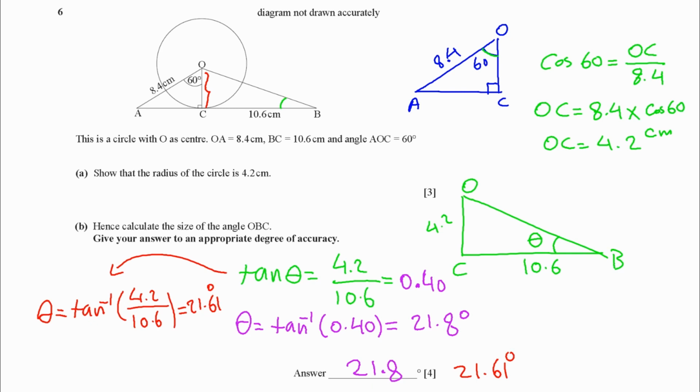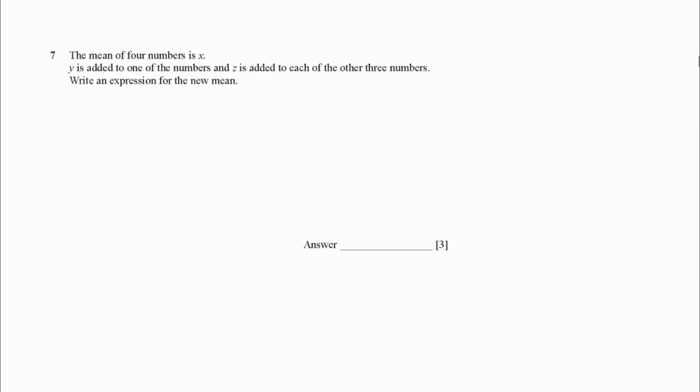Okay, we go to the next question. The mean of 4 numbers is x. Y is added to one of the numbers and z is added to each of the other 3 numbers. Write the expression for the new mean. Again, very creative way of questioning in here. You need to try to build an equation by reading the text. So you need to convert a text concept into a mathematical form.